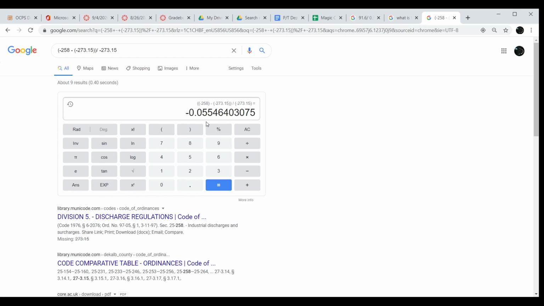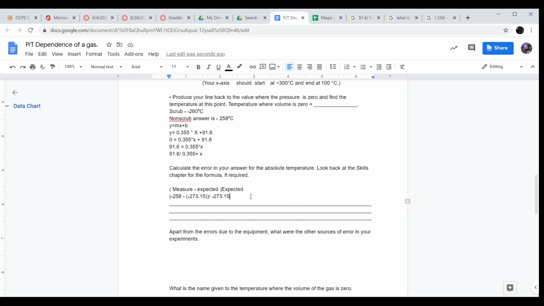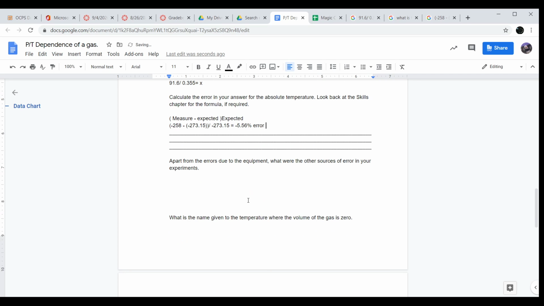And it looks like this experiment gave us a negative 5.56% error. So our percent error is equal to negative 5.56%. We'd go ahead and put error here.